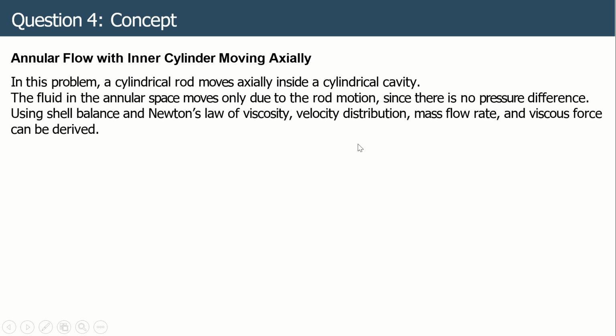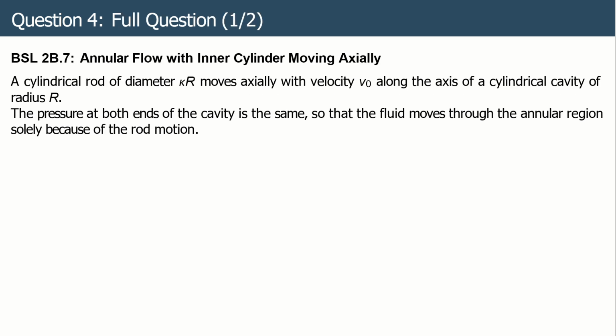Next to it, we have the last question, that is annular flow with the inner cylinder moving axially. In this problem, a cylindrical rod moves axially inside a cylindrical cavity. The fluid in the annular space moves only due to the rod motion, since there is no pressure difference. And using the shell balance and Newton's law of viscosity, velocity distribution, mass flow rate and viscous force can be derived. So let us see what this question is.